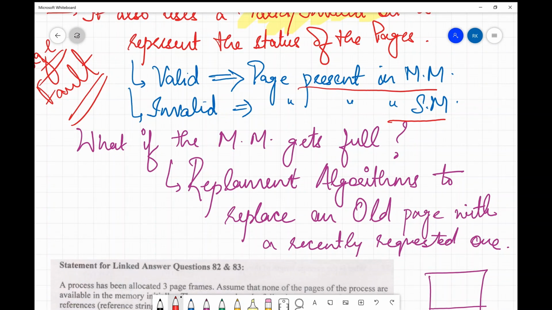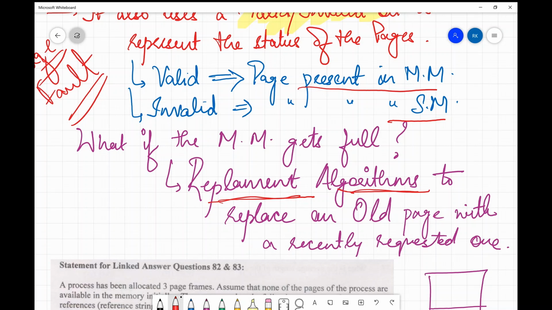And now, what if the main memory gets full? In this process, what if the main memory capacity gets full with pages, and a new process comes which requests a new page which is not currently present in main memory? In that case, the role comes of the replacement algorithms, right?